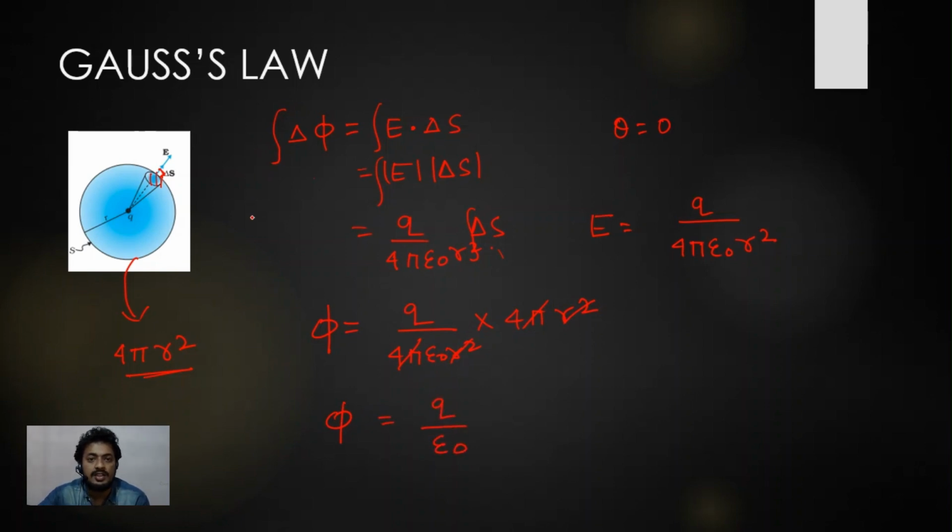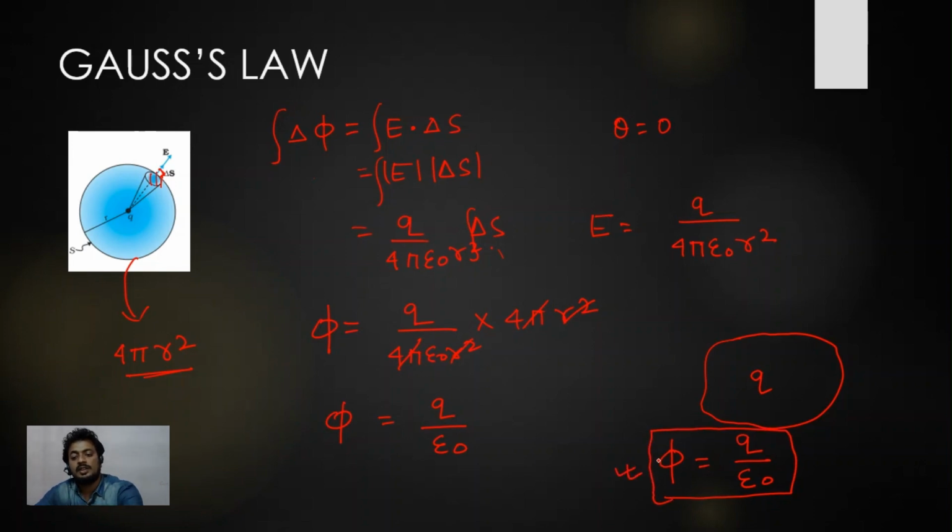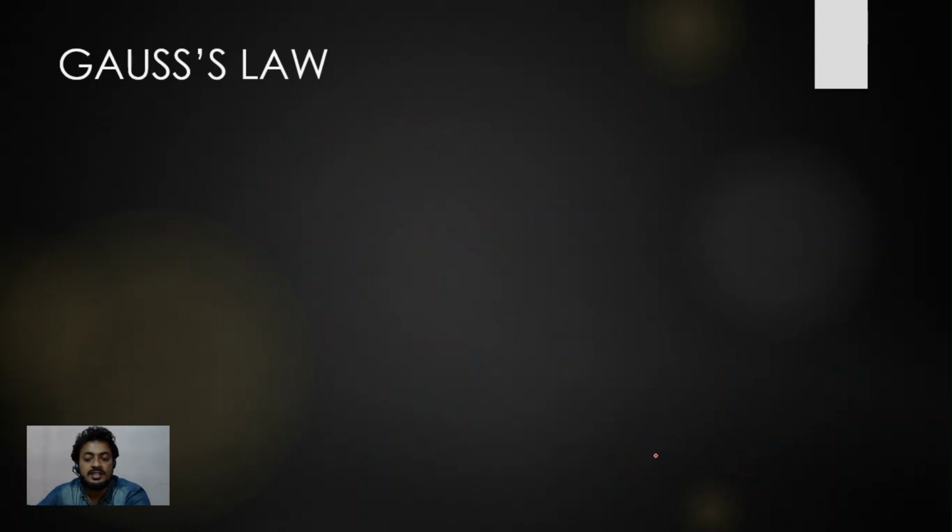So the Gauss law states that the flux due to a charge enclosed by any Gaussian surface will be equal to Q by epsilon. This is the statement of Gauss law. Okay. So now we will discuss some important points related to Gauss law.